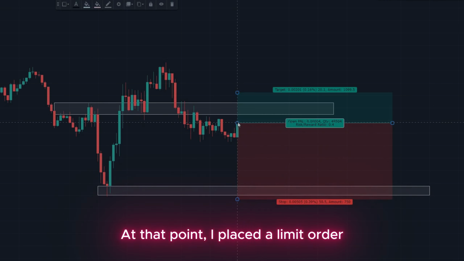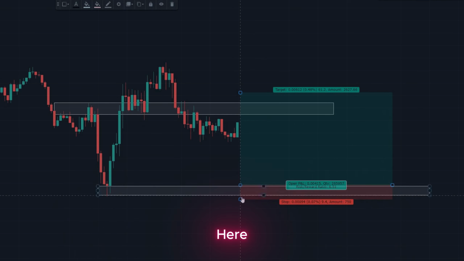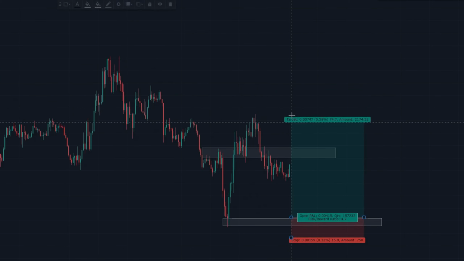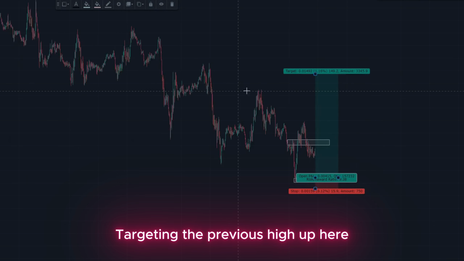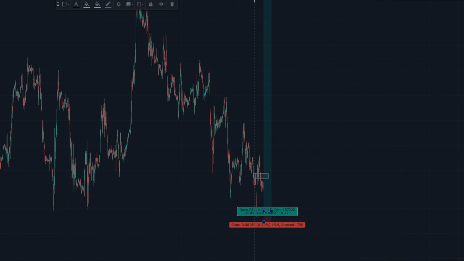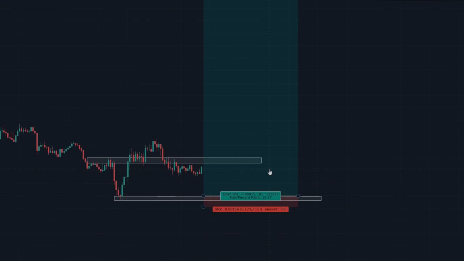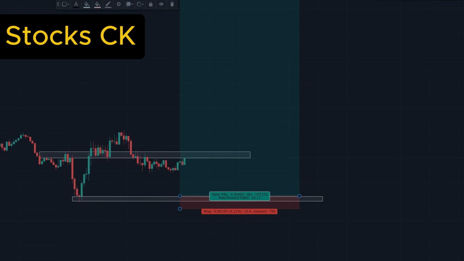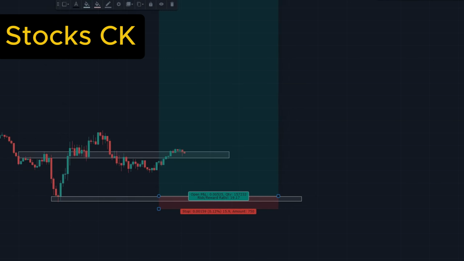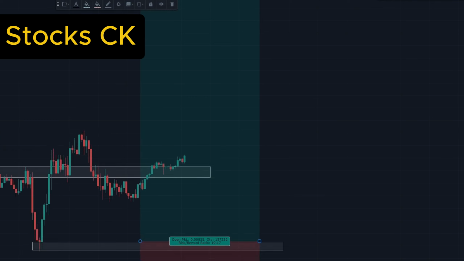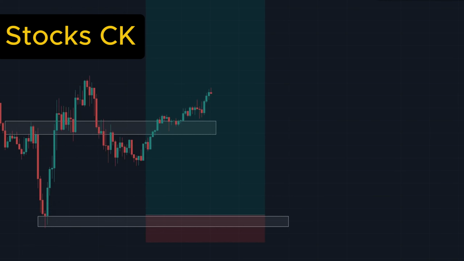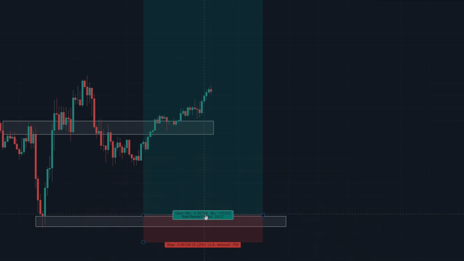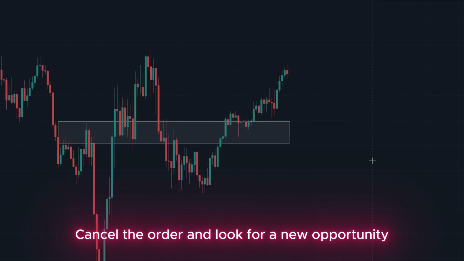So, at that point, I placed a limit order here. This is the order I entered, targeting the previous high up here. My first limit order. At that time, I set the RR ratio at 1:20. It's likely the price will rise from here. So, my order didn't get filled. I cancelled the order and looked for a new opportunity.